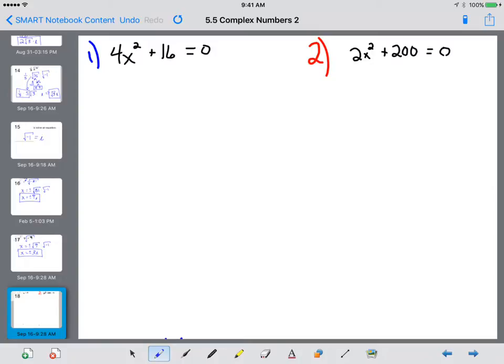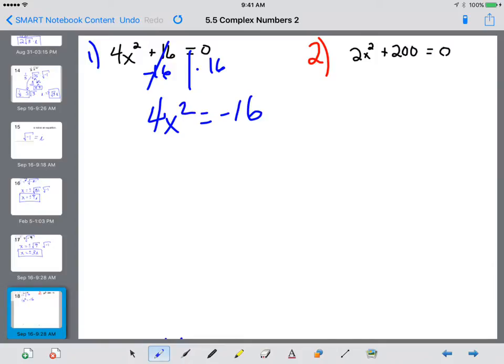I've got two examples when there is more than one step to follow. So we have 4x squared plus 16 equals 0. So we're not able to just take the square root right away. We've got to separate these numbers from that x squared first. So I'm going to subtract 16 from both sides to start. Cancels that. We have 4x squared equals negative 16.